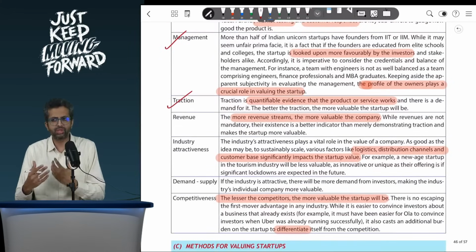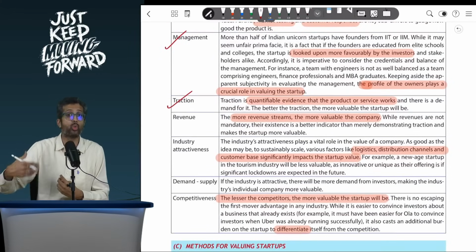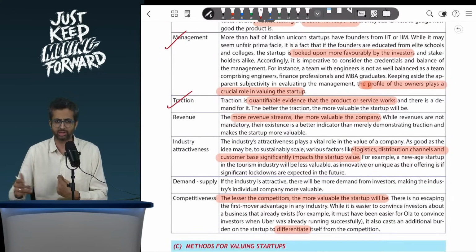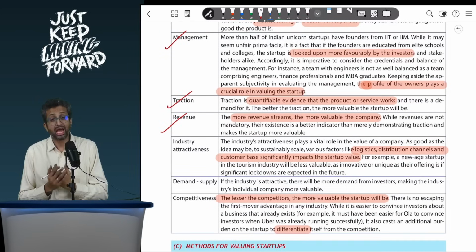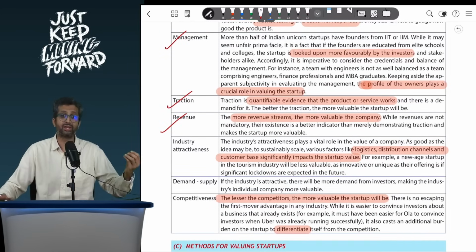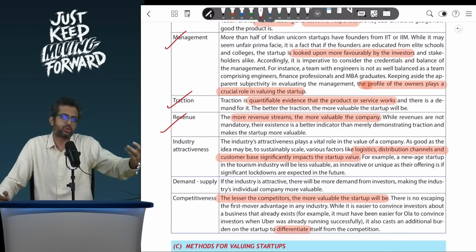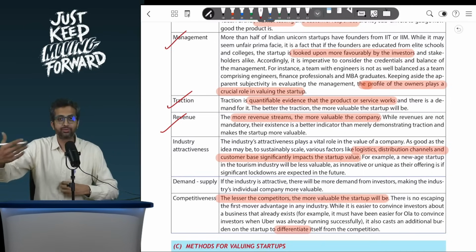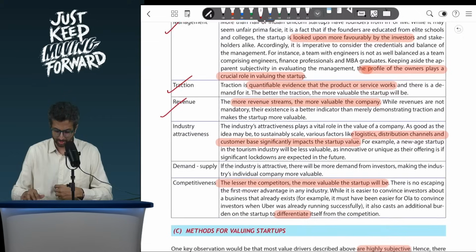Traction would mean this is for companies who have started generating revenue. How well a product is accepted by the customers, etc., that can show the traction. Revenue, if any, which is generated. A lot of ideas are pre-revenue as well. If they're pre-revenue, maybe this revenue cannot be used, but if I've started generating revenue, then that can be used for the purpose of valuation.